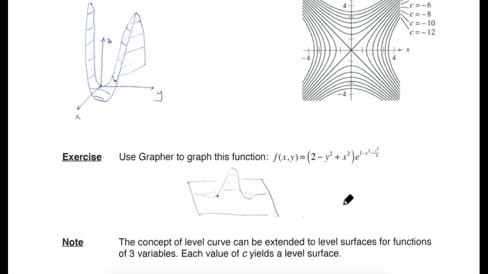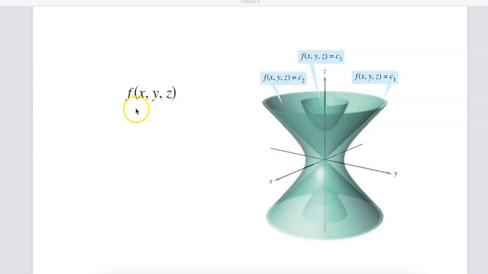Finally, the concept of level curves can be extended to level surfaces for functions of 3 variables. Each value of c yields a level surface. So level surfaces is something that occurs when we have a function of 3 variables, f of x, y, z. Imagine what that means. It means we have a 4th variable, which is the output, and that is the output that I like to think as being the temperature. Imagine we are in the classroom and we have the origin somewhere, and then the 3 axes are pointing in the 3 directions in the classroom. So I can pick a point in the classroom. It will have coordinates x, y, z, and if I plug it in this function, it will give out the output, which might be 22.